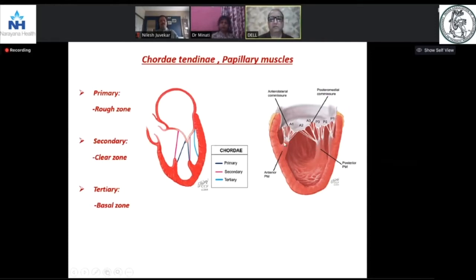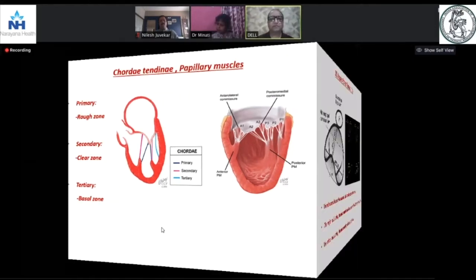And coming to the papillary muscles, I already told there are two papillary muscles which arise from the respective walls: the anterolateral papillary muscle and the posteromedial papillary muscle, and they give rise to the chordae tendineae to the respective portions of the leaflets, the anterior and the posterior leaflets.